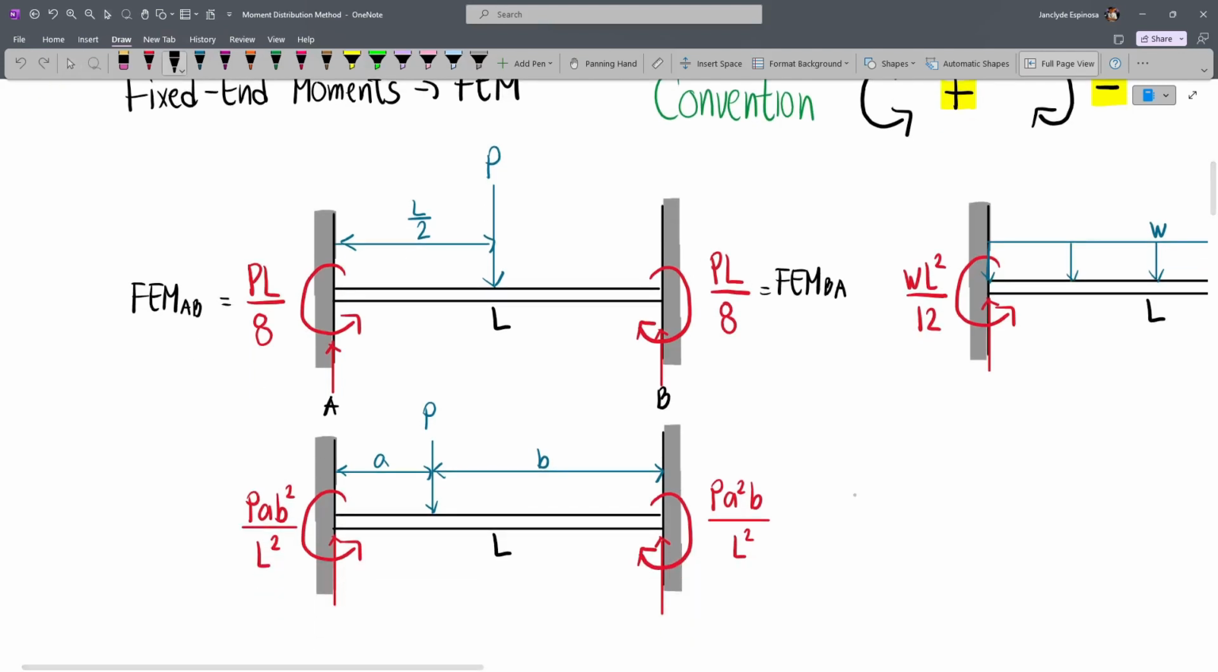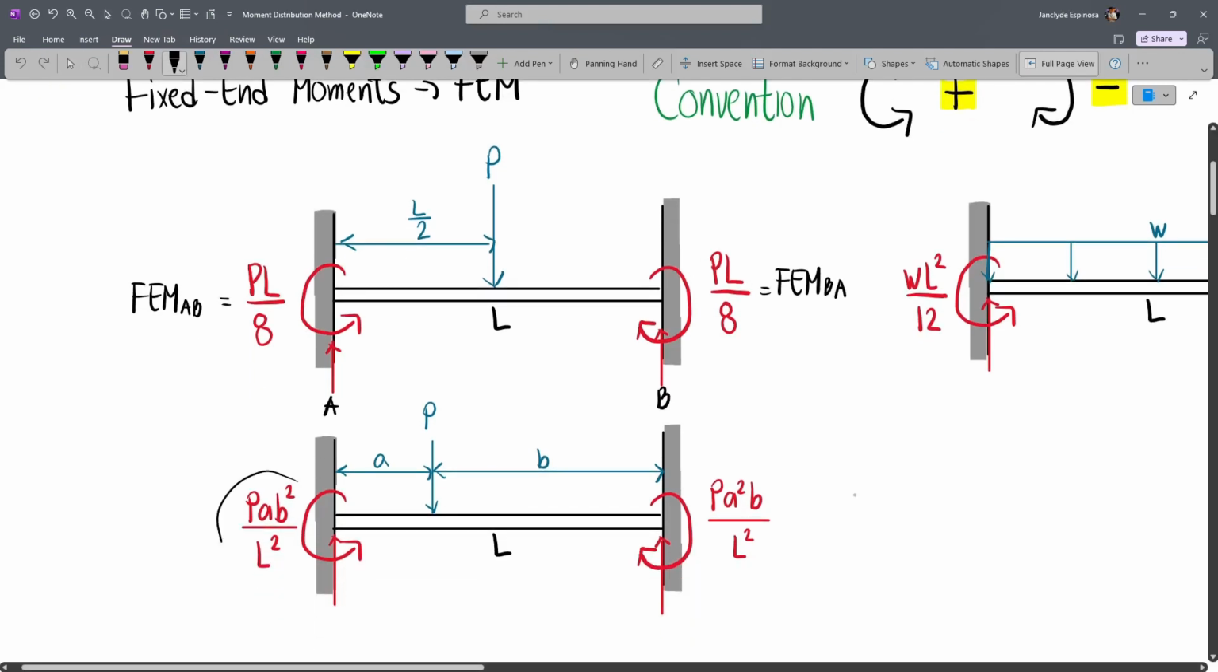Now, if yung P is applied at the distance A, ito yung fixed end moment natin: PAB squared over L squared. And then dito sa kabila, that will be PA squared B divided by L squared. Now, hindi all the time mas malaki yung B kesa sa A. There are also cases na mas malaki yung A kesa sa B. And so yung mangyayari, the same lang din yung formula kasi this is already derived.